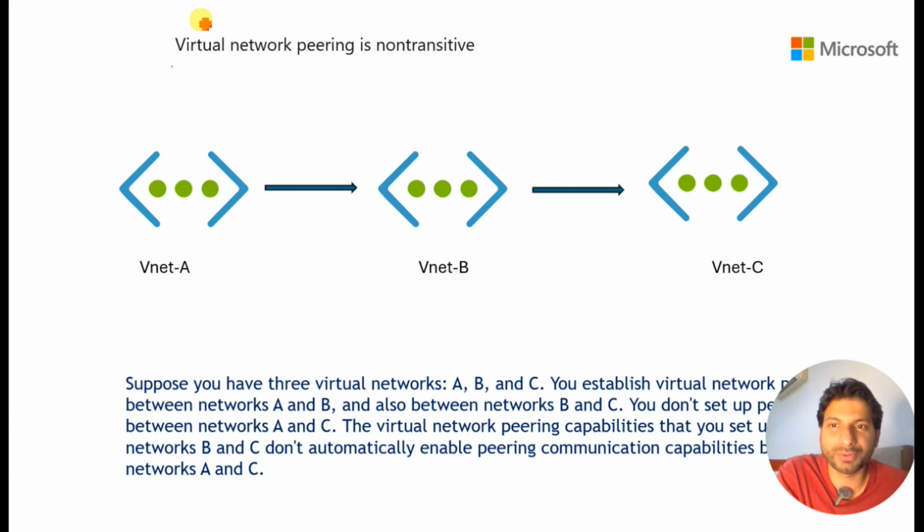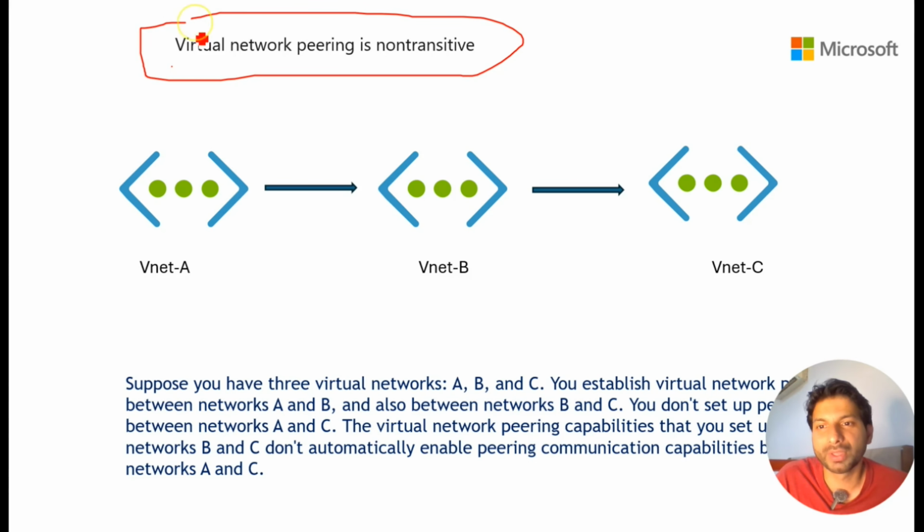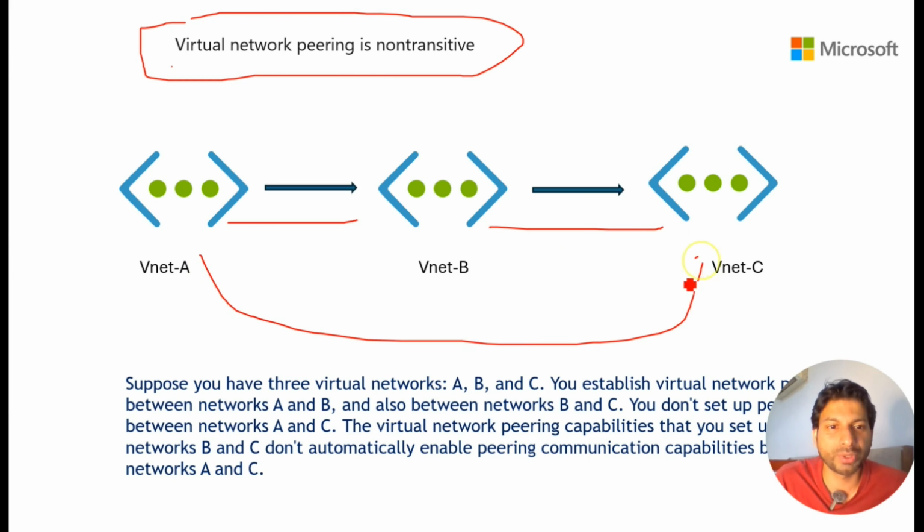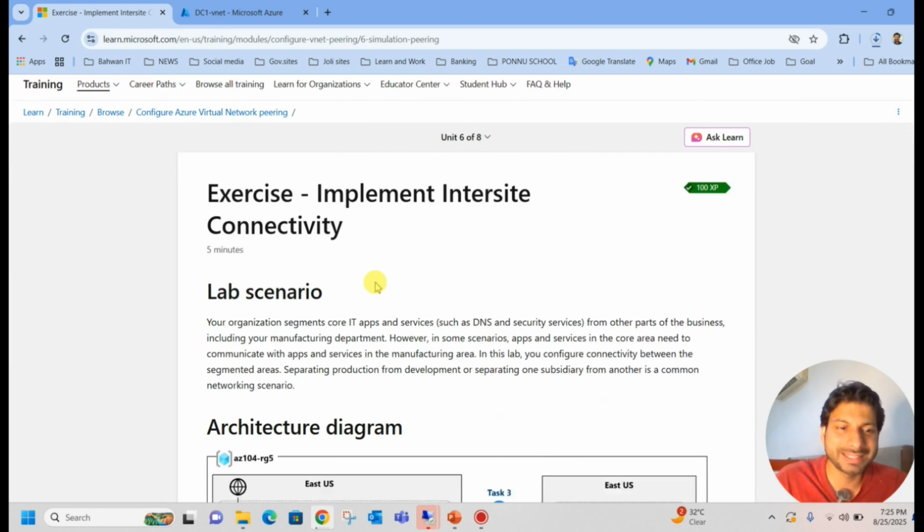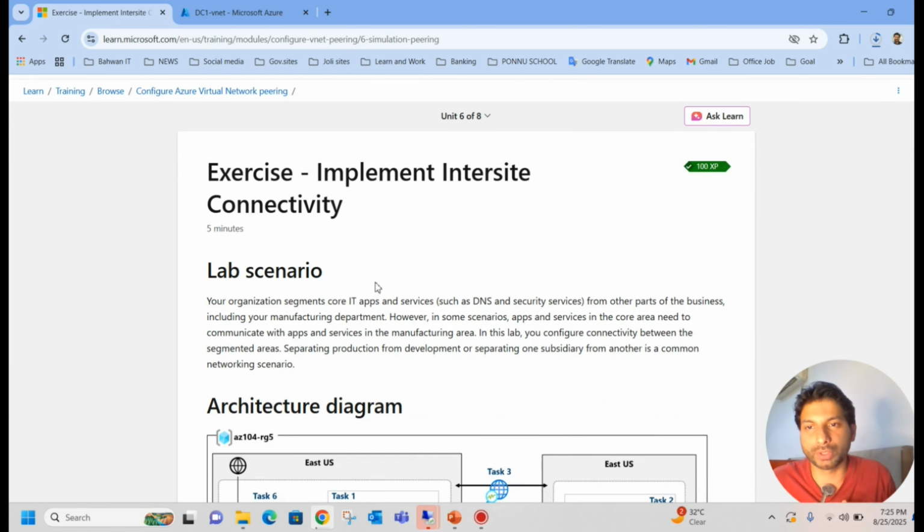The other thing that we have to understand is that virtual network peering is non-transitive, which means if A and B are connected and B and C are connected, it doesn't mean that A and C can communicate with each other. That's what is written here. If A and B are peered and B and C are peered, in that case A cannot communicate with C. This is an overall idea about configuring Azure Virtual Network peering.